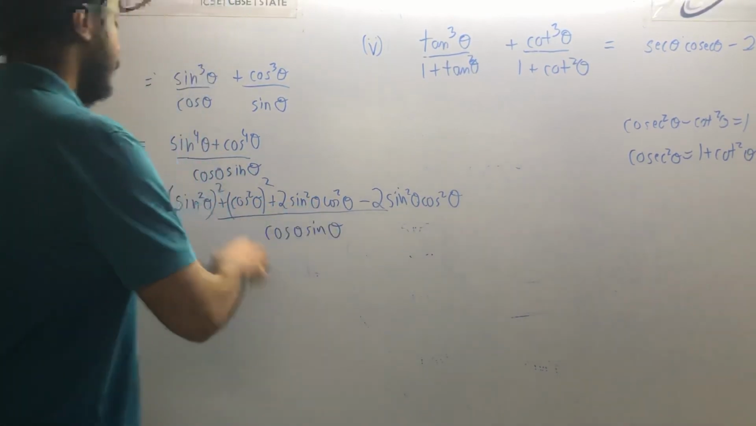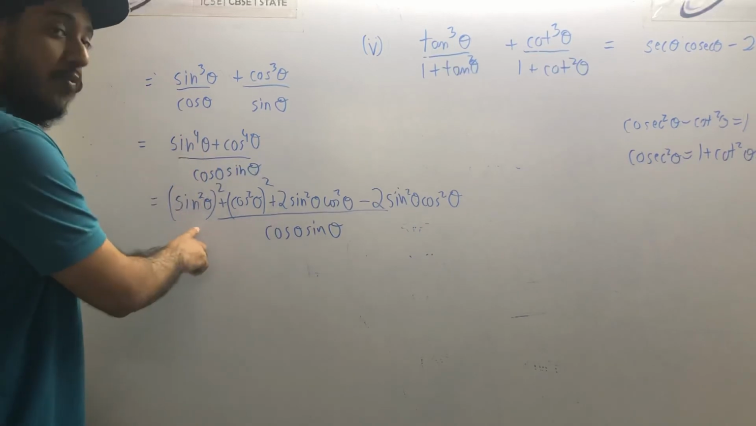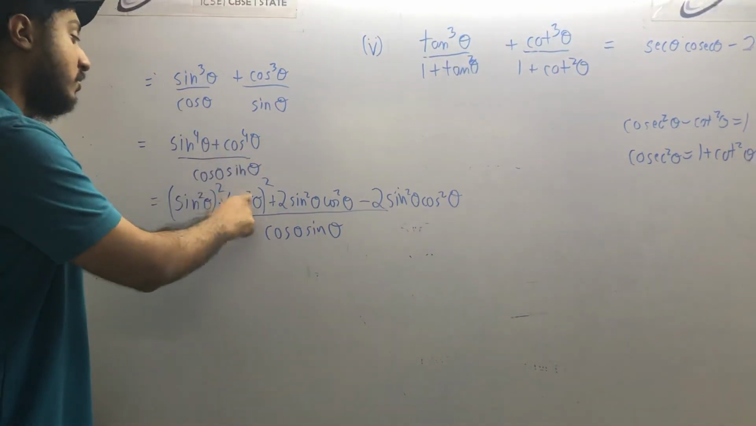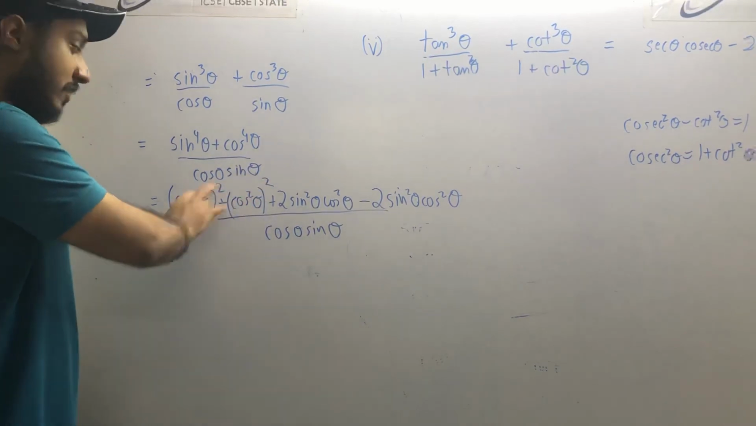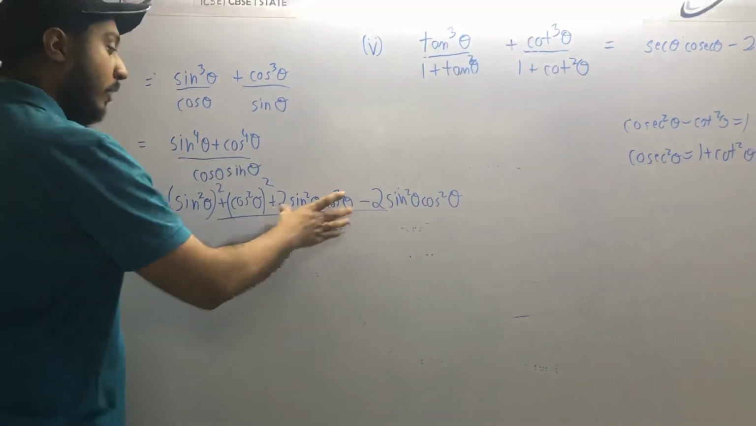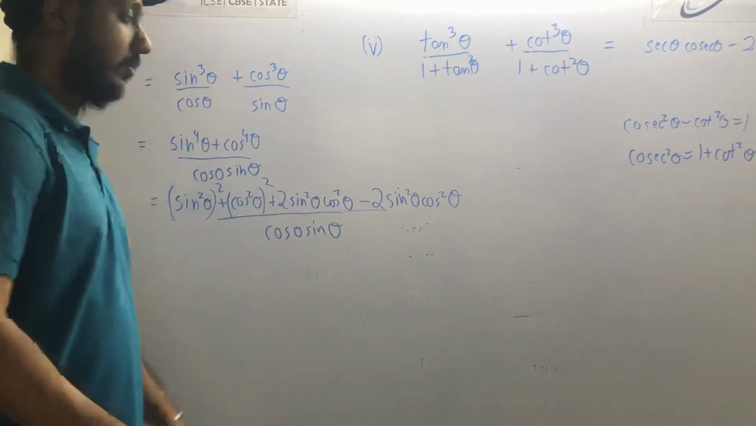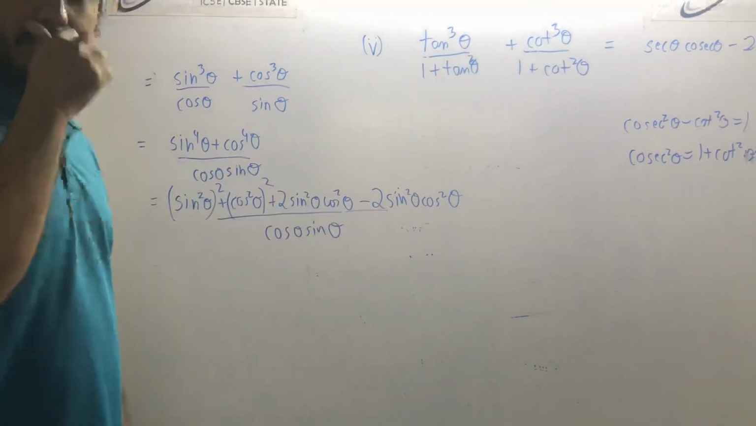Now look carefully here. I wrote sin raised to the power 4 theta as sin square whole square. I wrote cos 4 as cos square whole square. That is the same thing. Now look carefully here. I wrote 2 sin square theta cos square theta minus 2 sin square theta cos square theta. That will be 0. So not a problem.